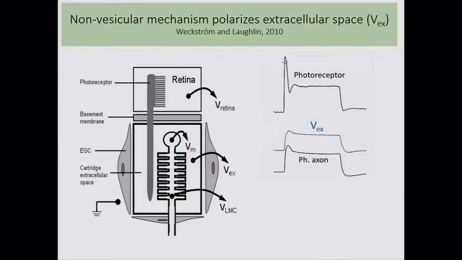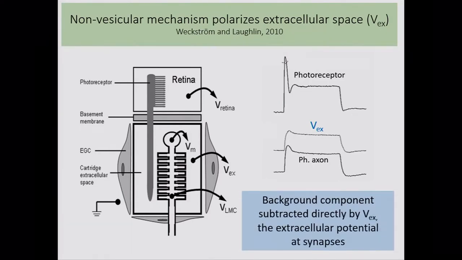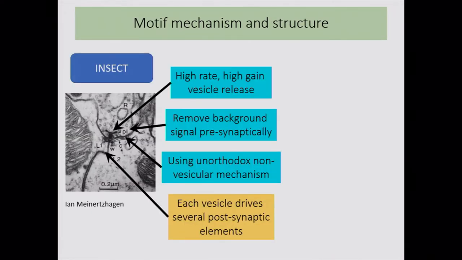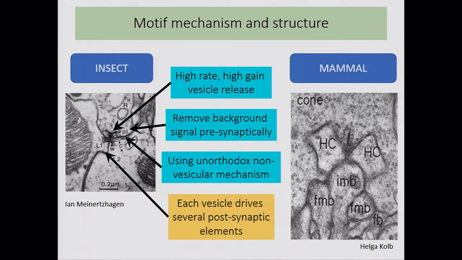It's a member of a class of mechanisms which labor under the title of ephaptic interactions. But what it basically boils down to is that this background component is subtracted directly, not using synapses with vesicles, but by regulating current flow in the surrounding neurons and extracellular space. Well, that looks like a very clever system. But it turns out that when you look at all these properties which we deduced, they're all found in the analogous mammalian system that's working in your retina.